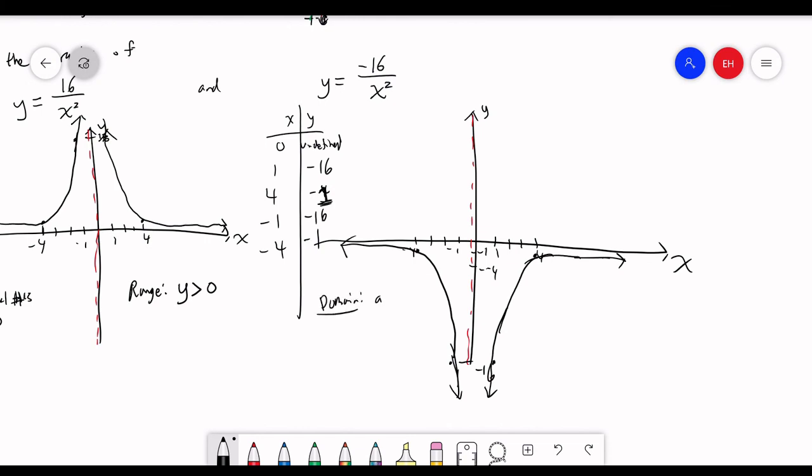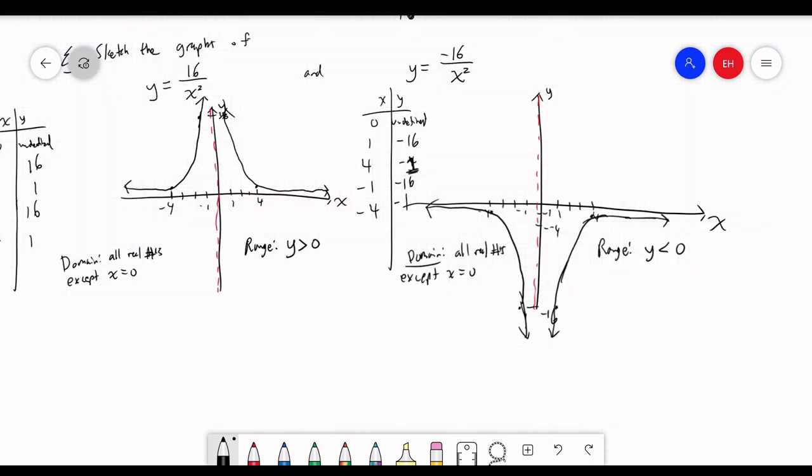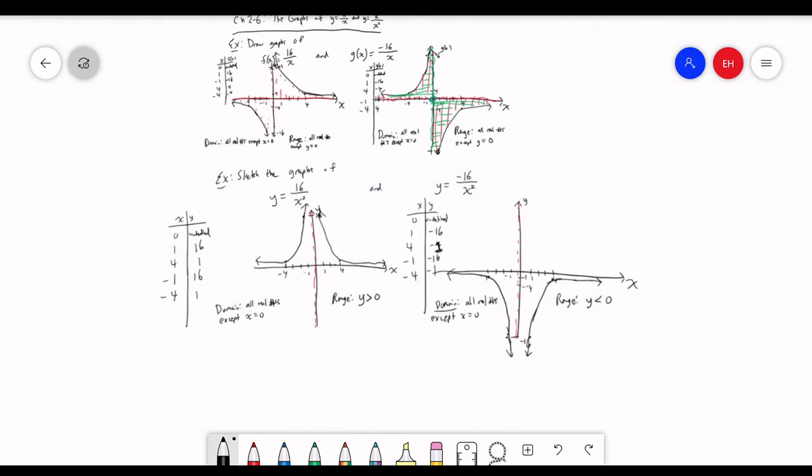All right, so one thing to notice about this graph is that all the outputs are negative. And if you think about the equation, it makes sense, because x squared is always going to be positive, but the number on top is negative, so I have a negative divided by a positive, so it's always going to be negative. And that's reflected in the range, where y is less than 0, or the negative numbers. And the domain is the same as they all are, which is you can put in any input you want, any x, except for x equals 0.